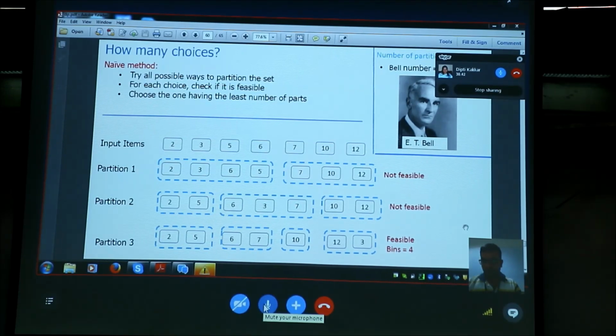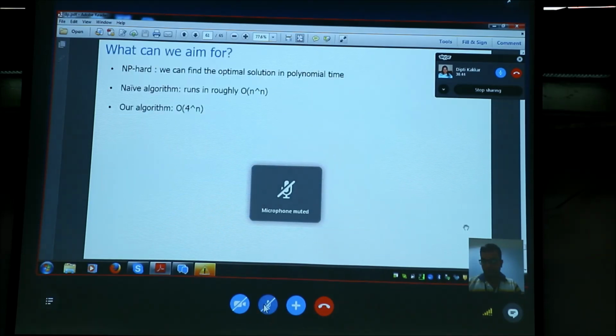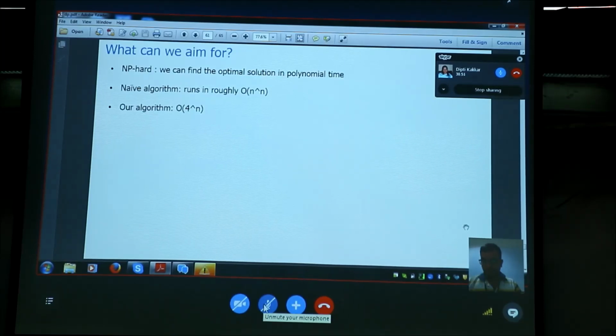Now what we are going to do is, this is an NP-hard problem. We can't find polynomial time solutions. We have this naive algorithm, and it runs roughly in something like n to the n. Now we are going to do something more modest. We are still going to be exponential, not polynomial, but a better exponential. We are going to run in time 4 to the n. It's still big, but it's not as big as this.